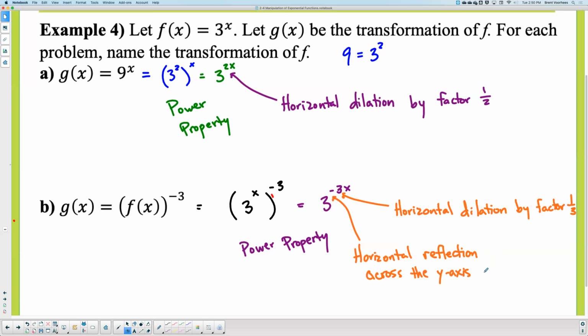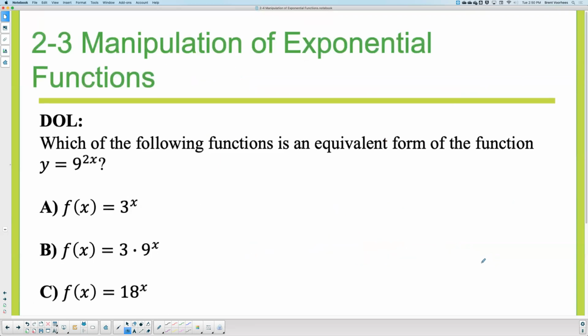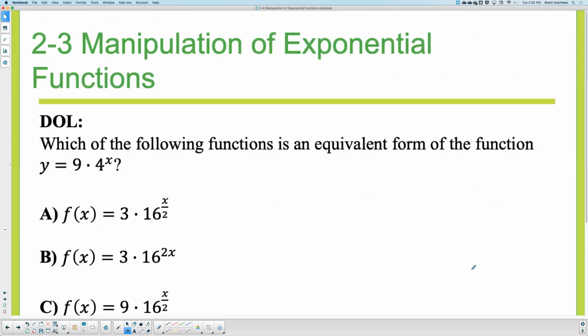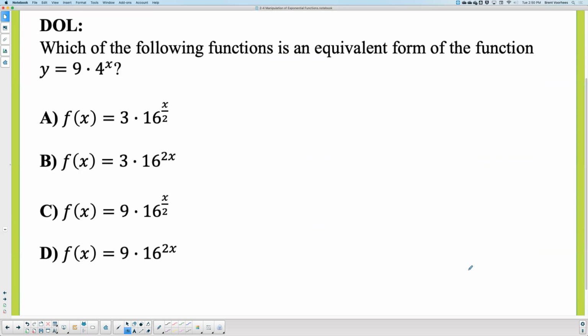All right, I have 2 DOLs for you to practice on. Find which of these 2 are equivalent. So which one's equivalent here? And which one's equivalent here?